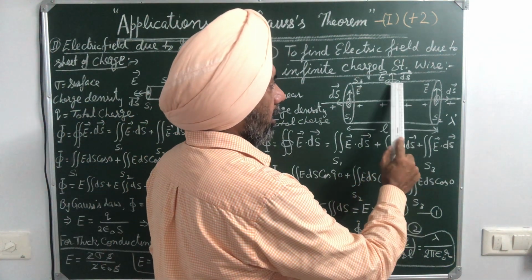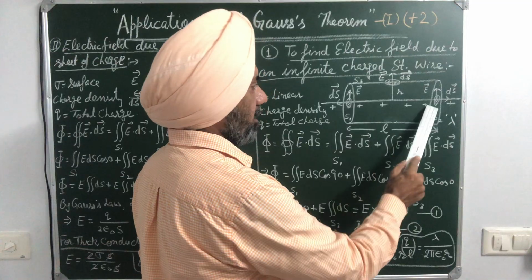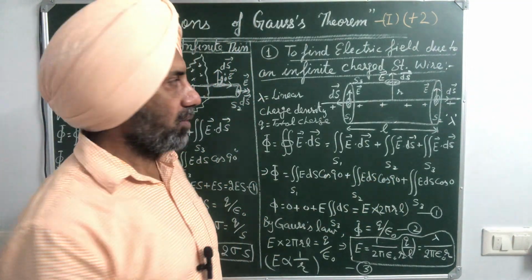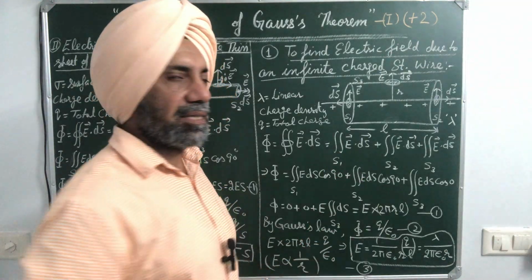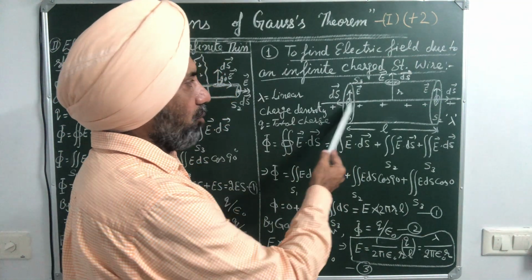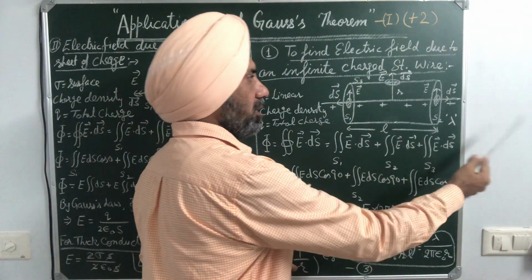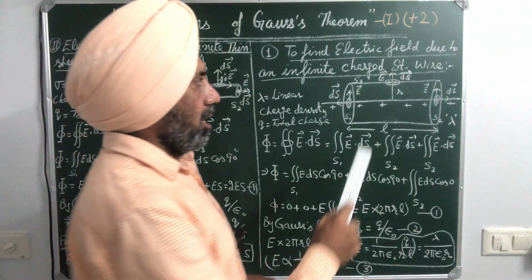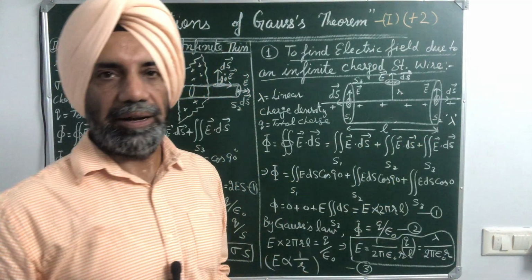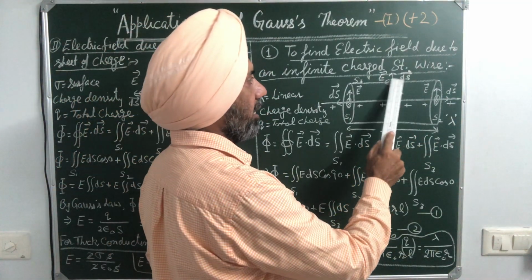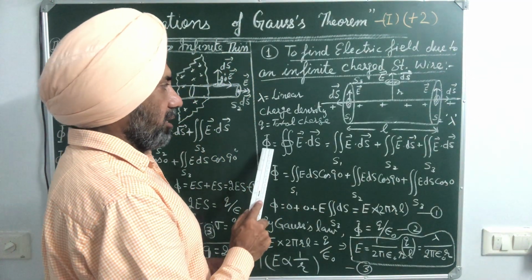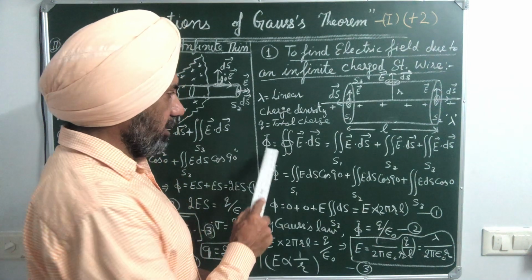So in this case, for the S1 area and S2 area, the angle between E and ds is 90 degrees. So it means there will be no electric lines of force through these circular caps. Electric lines of force will only pass through the curved surface of the cylinder, because the angle between E and ds is 0 degrees. So then we can calculate the total electric flux phi.